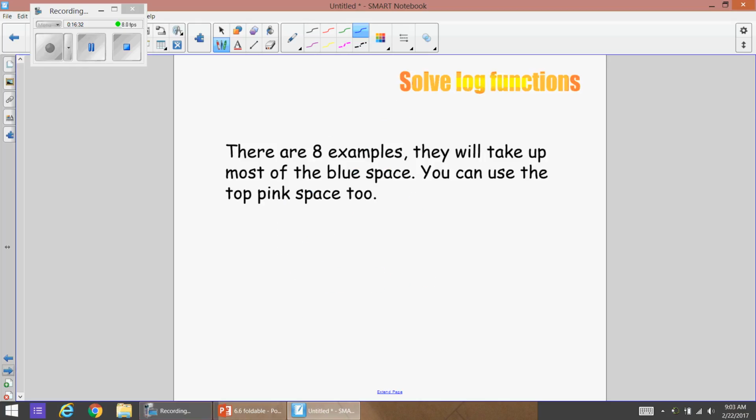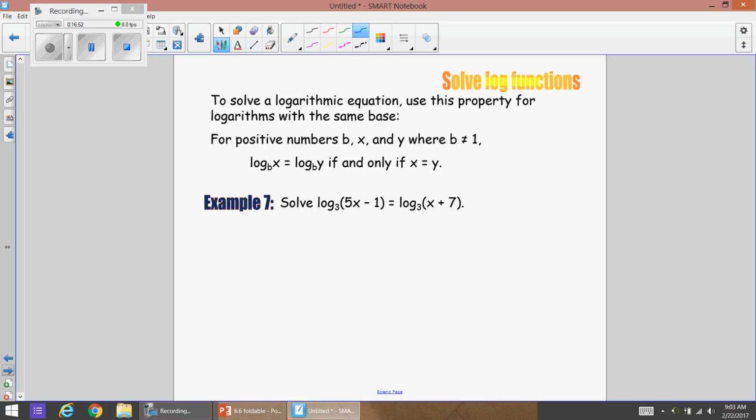Okay, in your foldable, you're turning now to where it says solve log functions. There's 8 examples. This is where we began this video. You were finishing those last 2 examples from yesterday. Go ahead, if you're learning this for the first time, you want to be in the solve log functions, and we're going to do these 6 together now.